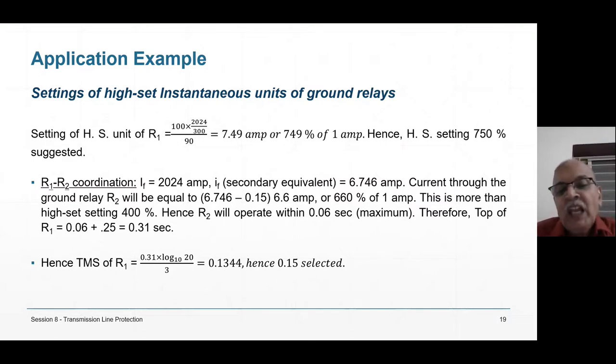IF is 2024, and secondary equivalent divided by 300 will be 6.746. And this is more than 660%, because you have ground delay R2 will be equal to 660%. This is more than the I set 400, because R2 was 400. So R2 will not operate according to 3 upon log PSM. It will operate instantaneously, 0.06 seconds. Instantaneous, we consider usually 3 cycles. So plus 0.25, 0.31. And therefore, TMS will be 0.1344, and we go for 0.15.